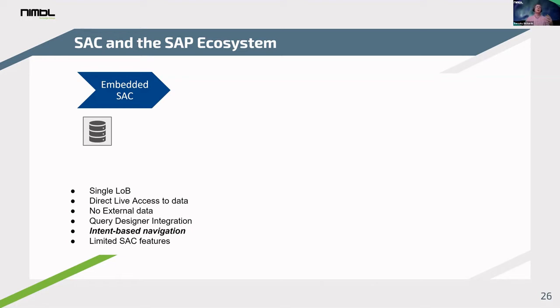So this is not for data blending or data wrangling, but it gives you direct live access to the data in that source system. It does not give you access to any external data. So again, if you're in SuccessFactors and you're using embedded SAC within SuccessFactors, it can give you access to all of the SuccessFactors data, but nothing else. No CSV files, no text files, or a third-party system.